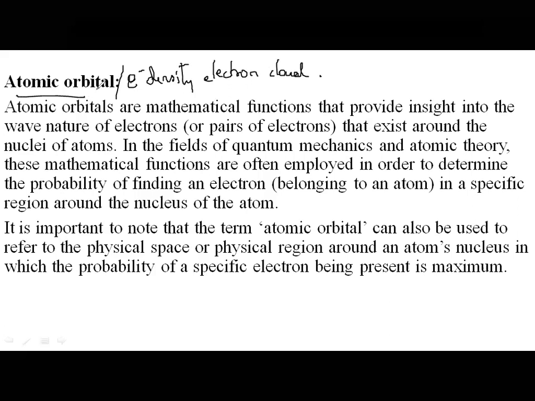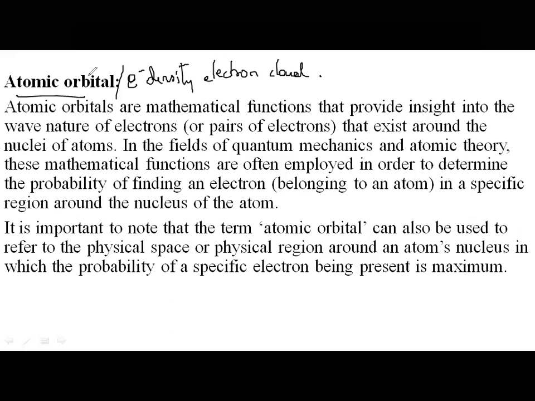So the solution of Schrodinger's wave equation provided us a set of quantum numbers. What is the use of those quantum numbers? They describe the definite energy, the state of the electron in an atom, and information about the shapes and orientations of the electrons around the nucleus.